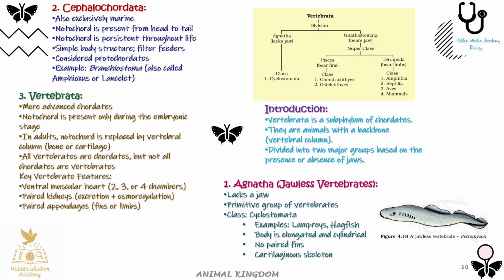Now, let's talk about Vertebrata, which is a subphylum under chordates and includes all animals that have a backbone or vertebral column. Vertebrates are broadly classified into two major groups based on the presence or absence of jaws. The first group is Agnatha, which includes jawless vertebrates. These are the most primitive vertebrates. The only class under Agnatha is Cyclostomata, which includes examples like lampreys and hagfish. These animals have elongated, cylindrical bodies, no paired fins, and a cartilaginous skeleton.